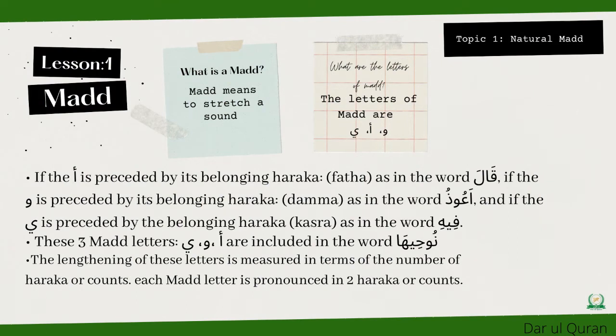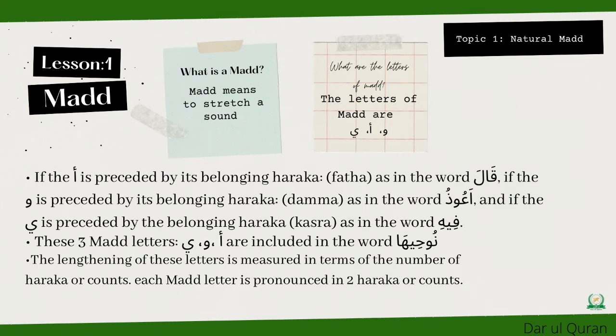First, let us know what is a mad. Mad means to stretch a sound or a word or a harakat. There are 3 letters of mad and the letters are waw, alif and ya. So remember students, the letters of mad are 3 letters. They are waw, alif and ya. Now let's see what is a natural mad.